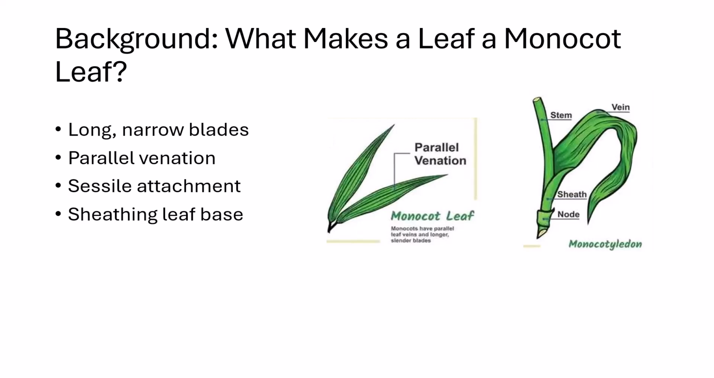Most monocot leaves are also sessile, meaning they do not have a petiole. Instead, the base of the leaf forms a sheath that wraps around the stem. The point where the leaf attaches to the stem is called a node, and the region between two nodes is called an internode. As you examine your specimen, pay close attention to the direction and arrangement of the veins and how the base of the leaf connects to and surrounds the stem.